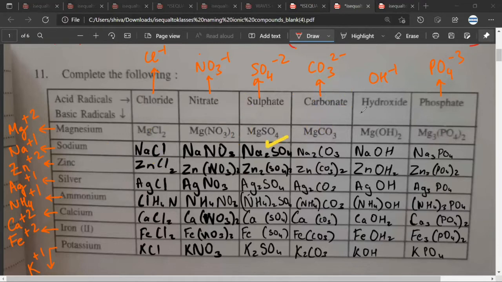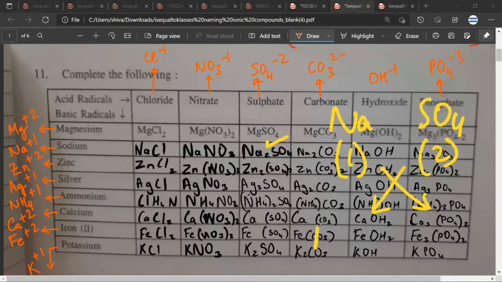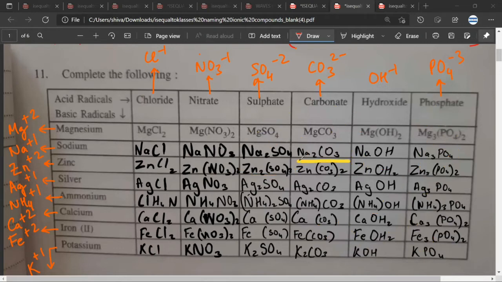Na2SO4. How Na2SO4? Na has a valency 1. Sulfate has a valency 2. By the crisscross method, this would be Na2SO4. Mr. Satya, any doubt? No doubt, sir. So Na2CO3, the same logic. NaOH, the same logic. Na3PO4, the same logic. Any doubt till here? No, sir.